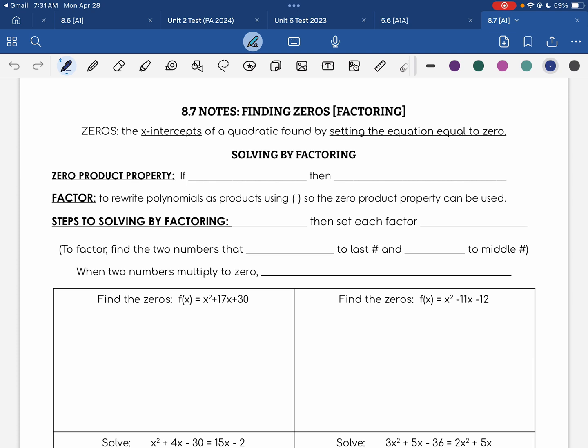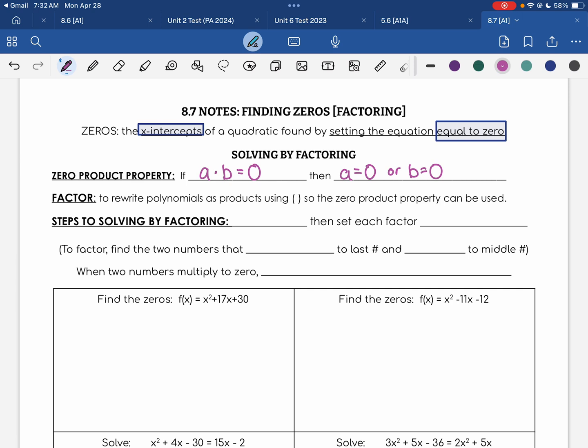So remember that zeros are the x-intercepts of a quadratic function, and they're called zeros because you find them by setting the equation equal to 0. Because we are setting it equal to 0, we can use the zero product property. We had talked about this back in Unit 7. The zero product property says if A times B equals 0, then either A equals 0 or B equals 0. One of those has to be true. So when you multiply two things and it equals 0, one of them has to be 0. That's why it's called the zero product property.